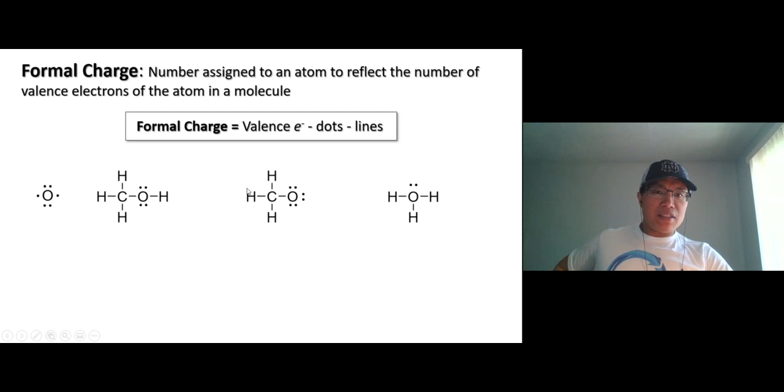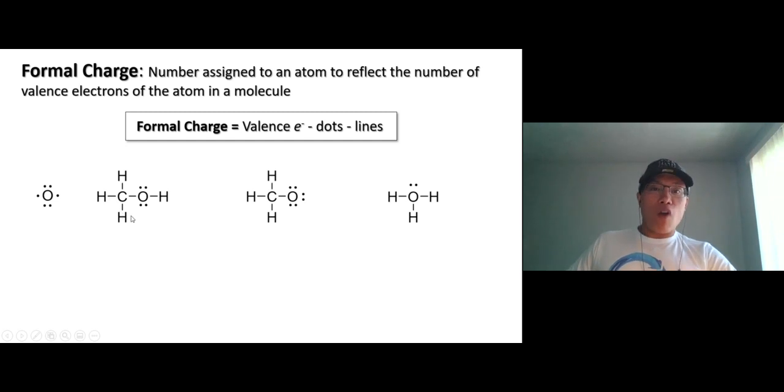If you look in the Gen Chem textbook, or anywhere, there's a quite long equation to calculate formal charge. But I'm going to keep things simple. The formal charge equals valence electrons minus dots minus lines. Well, you'd be like, hey, Pete, what do you mean by that? Well, I'm going to tell you right here.